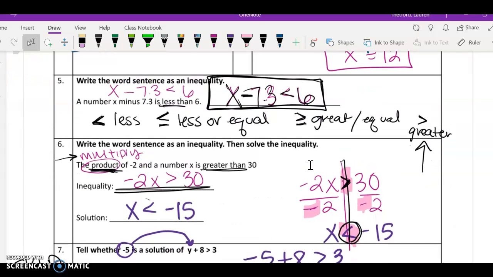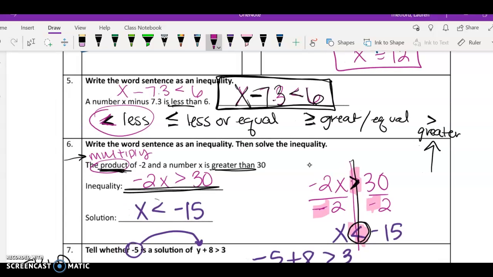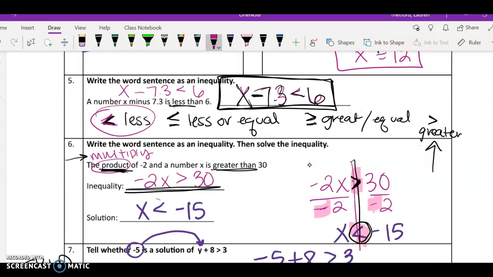You can pause the video at any time if you need to write stuff down. So write the word sentence as an inequality. So you're just writing it as you read it. So a number x, so that's where I've got this x, minus 7.3 is less than, so the less than symbol kind of looks like a sideways L, 6. And that's all you have to do for number 5. You don't have to solve it.